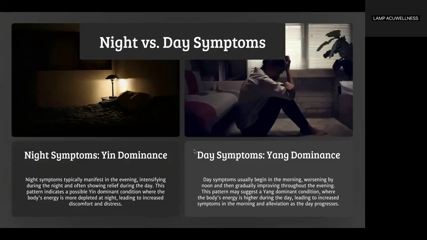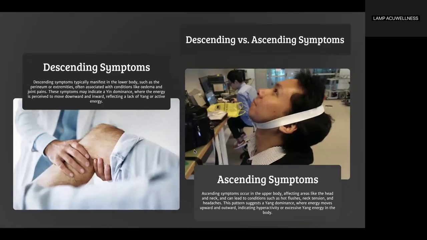Night versus day symptoms. Night symptoms typically manifest in the evening, intensifying during the night and often showing relief during the day. This pattern indicates a possible yin-dominant condition where the body's energy is more depleted at night, leading to increased discomfort and distress. Day symptoms usually begin in the morning, worsening by noon, and then gradually improving throughout the evening. This pattern may suggest a yang-dominant condition where the body's energy is higher during the day, leading to increased symptoms in the morning and alleviation as the day progresses.